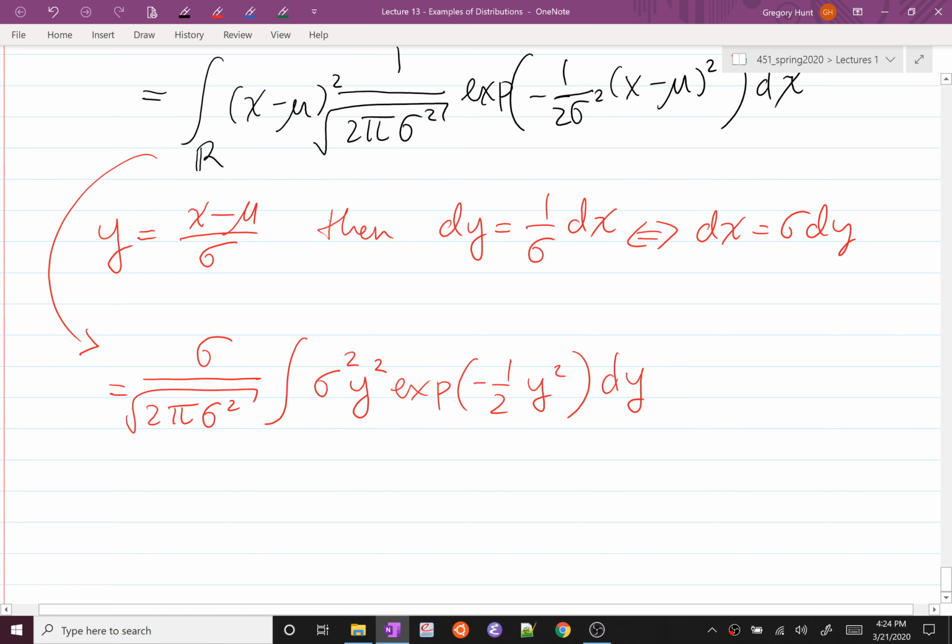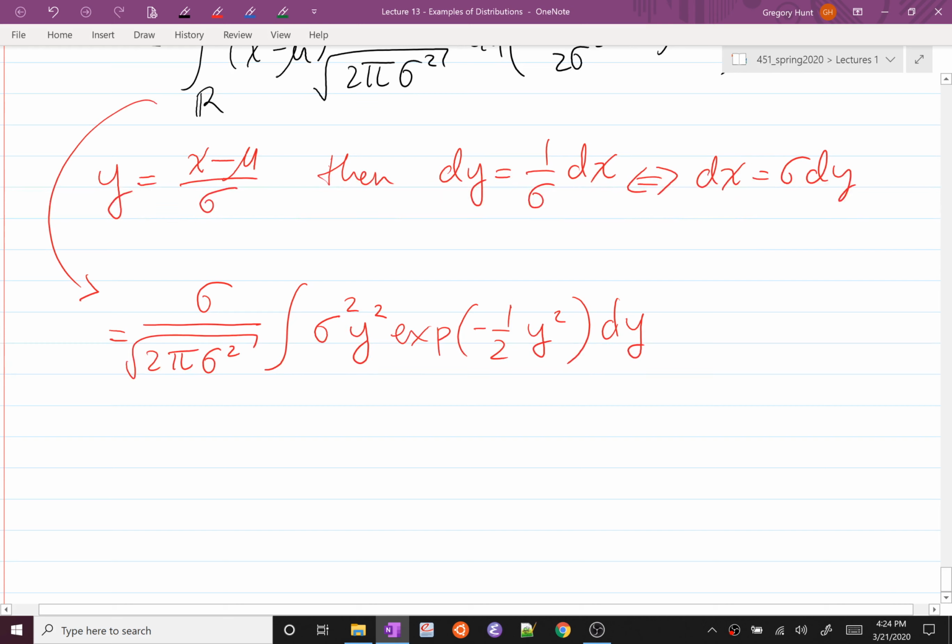So we have a lot of stuff that we can factor out at this point. Let's see. What do we factor out? Well, sigma over the square root of sigma squared, those both cancel. I get a root 2 pi in my basement here, and I get a sigma squared I pull out. And then I'm left with the integral of y squared exponential of negative 1/2 y squared dy.